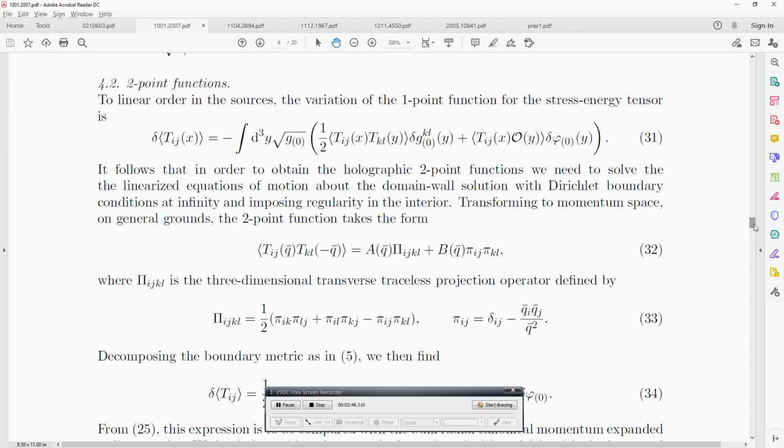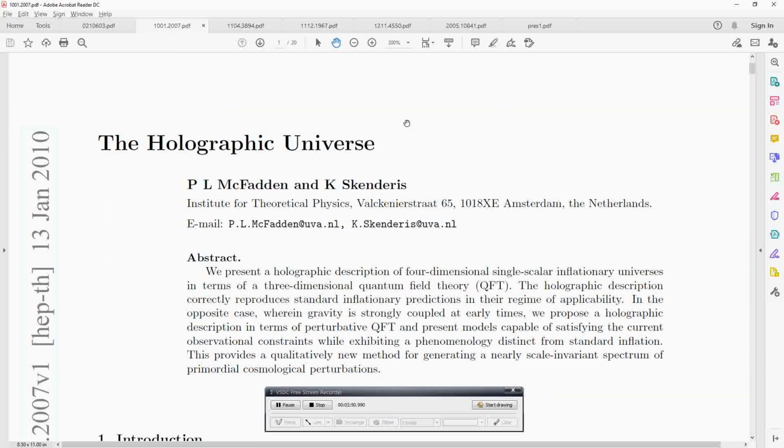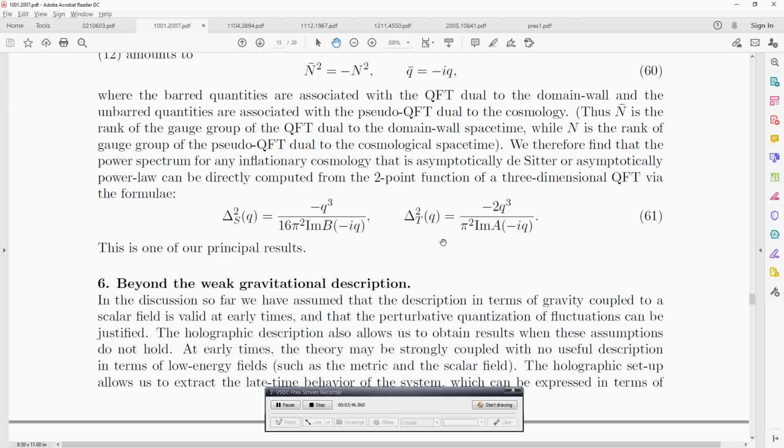Now, if we use some specific realization, such as this one, which is worked out in a series of papers, basically starting from this one, the power spectrum and two-point functions of transverse traceless gravitons are expressed in terms of these A and B coefficients here. So these are given by a two-point function of the stress tensor.